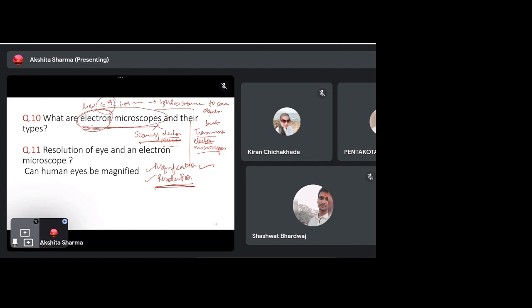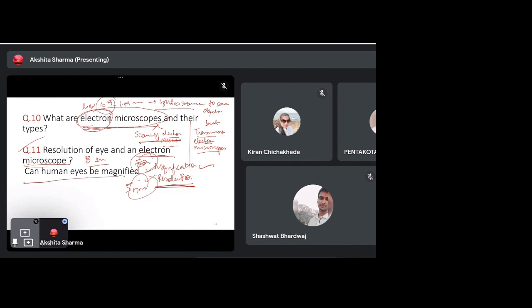The resolution means you can differentiate between two adjacent things. So what is the resolution of the human eye? It is around 8 micrometer. We're able to differentiate between things up to 8 micrometer. Whereas electron microscopes, which are very powerful, are able to differentiate even up to 5 nanometer. So these electron microscopes are powerful tools.